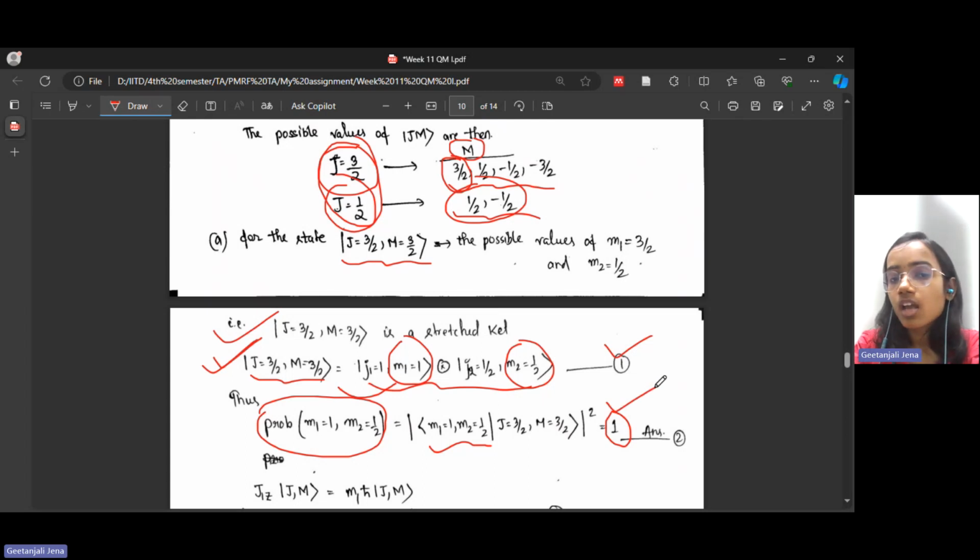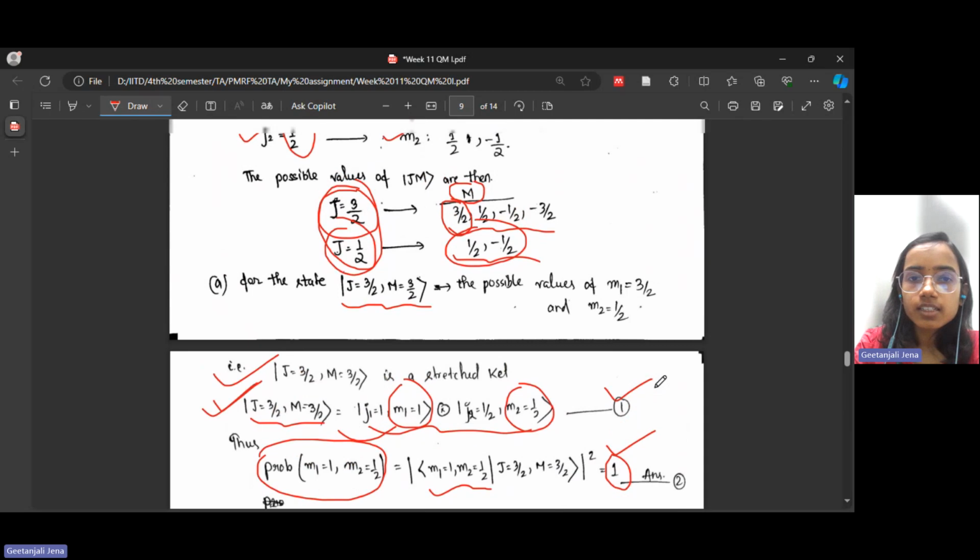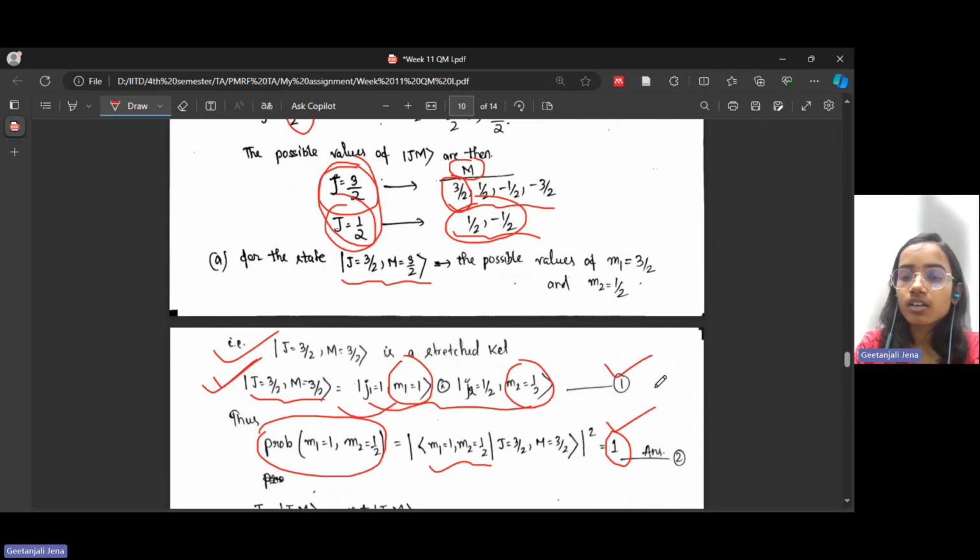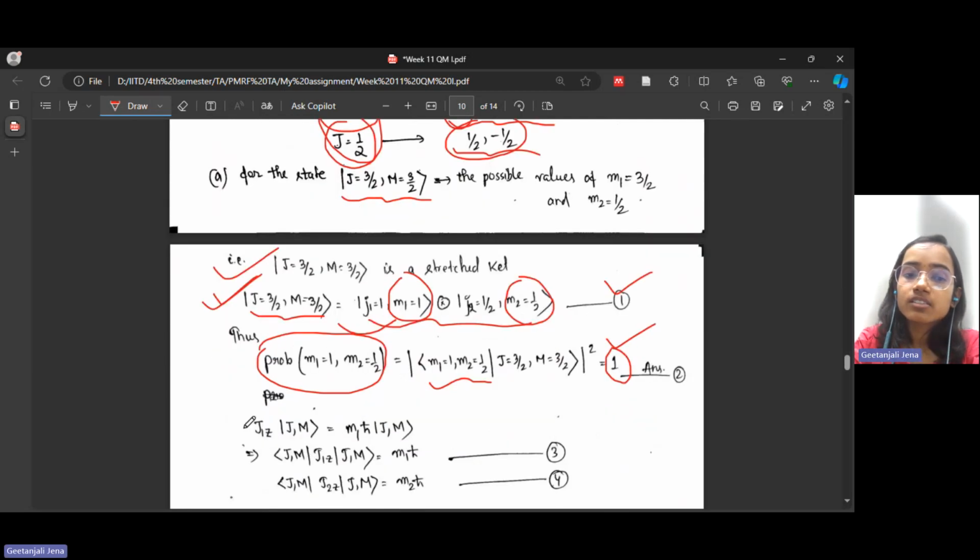This one you will get 1, and for other combinations of M1 and M2 you will get probability 0. Now let us see the next part, which was asking about the expectation value of J1Z and J2Z. So when J1Z acts on |J M>, you already know that |J M> is a stretched state. So you can write it there.